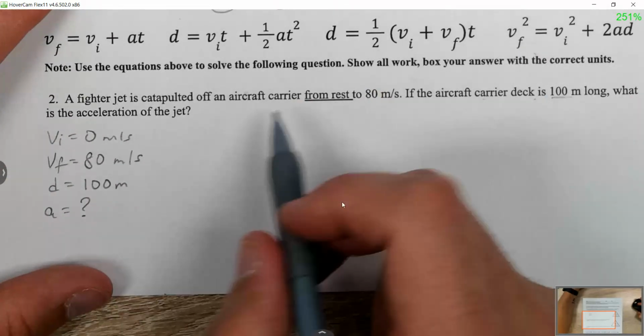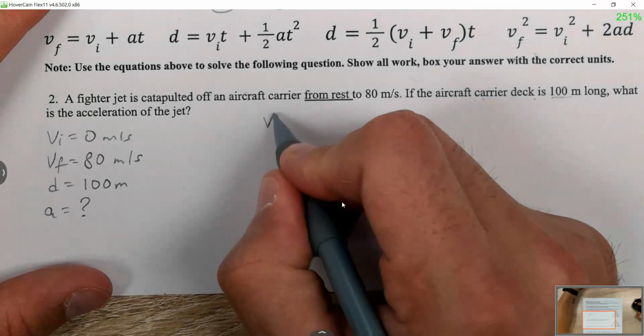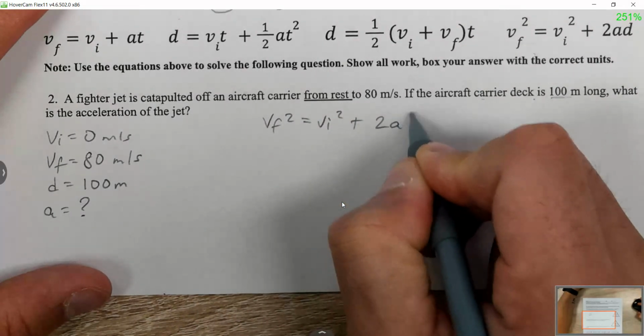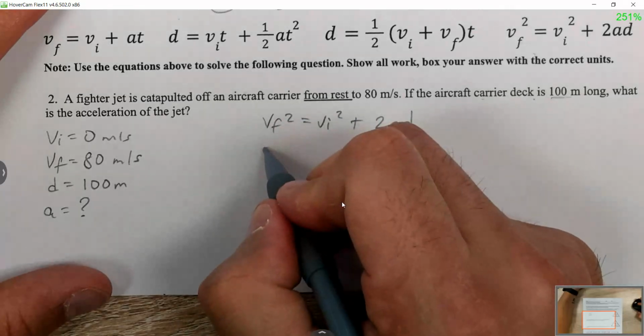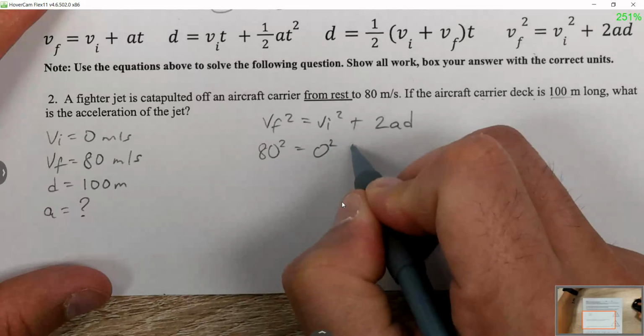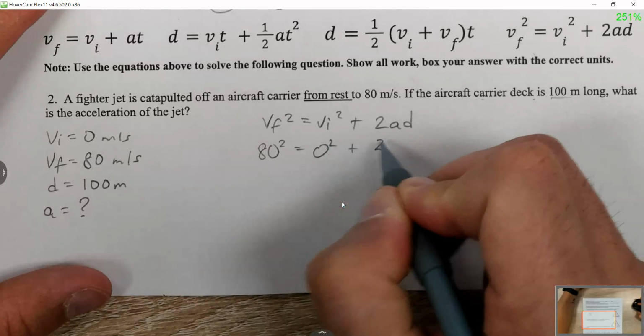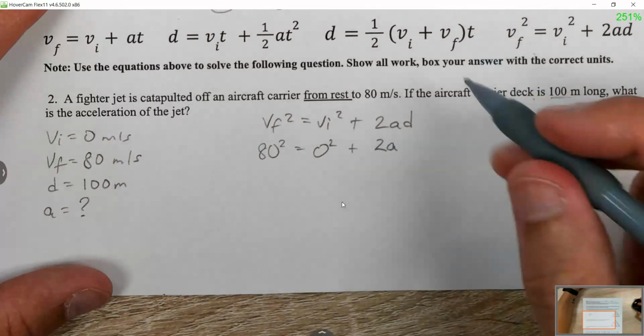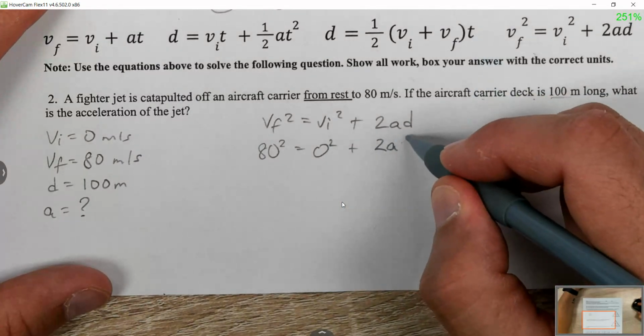Then you're going to write the equation that you need to use: VF squared is equal to VI squared plus 2 times A times D. VF is going to be 80. You must square it. VI is 0. Square it. Bring down the plus sign. 2 times A. A is our question mark, so we leave it as our variable. And then D is 100.